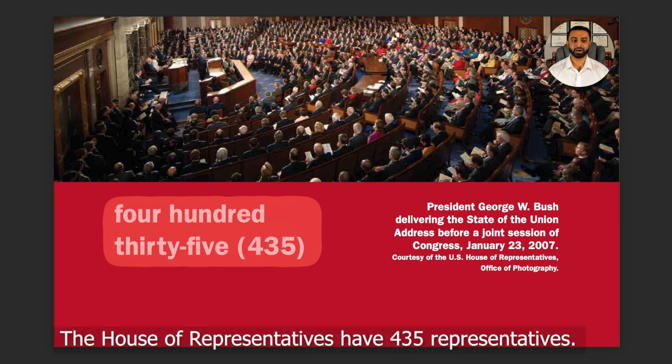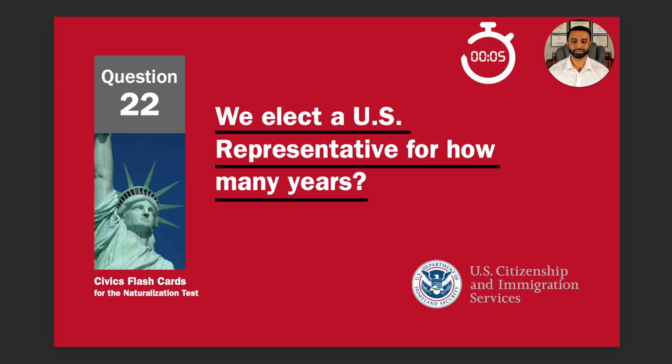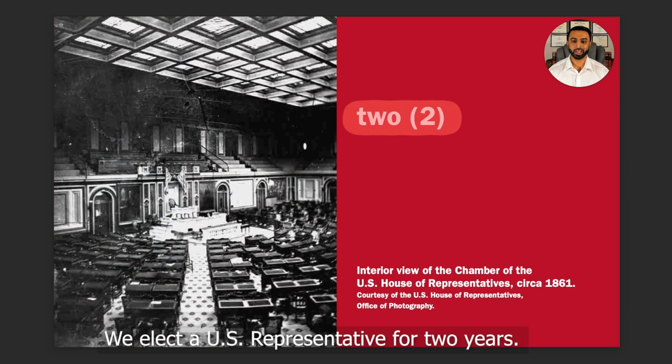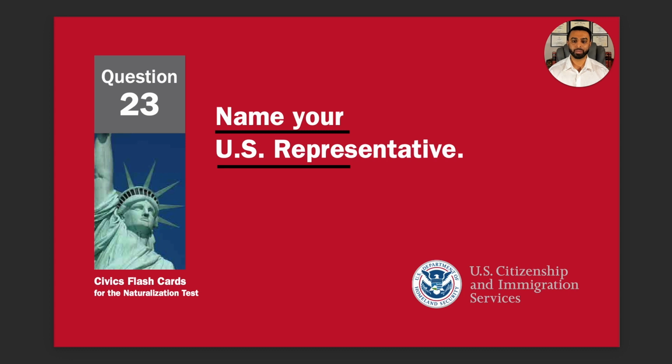The House of Representatives has how many voting members? 435. The House of Representatives has 435 representatives. We elect a U.S. representative for how many years? Two. We elect a U.S. representative for 2 years. Name your U.S. representative.